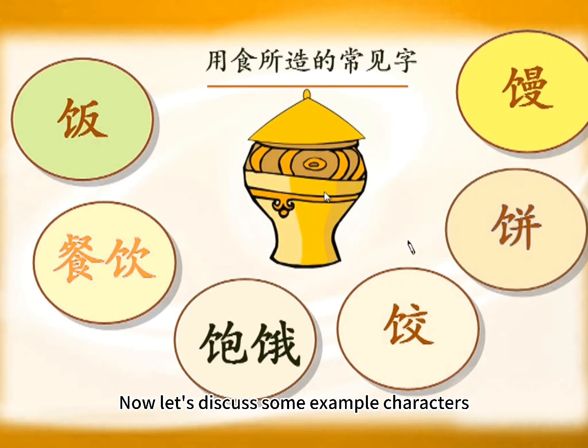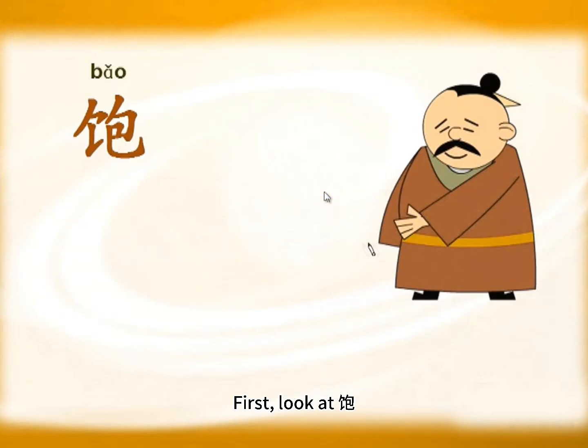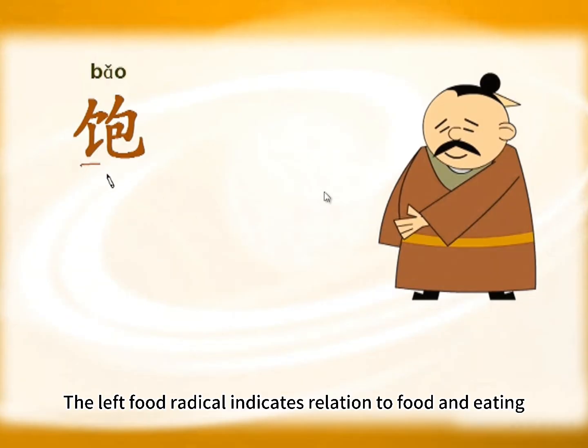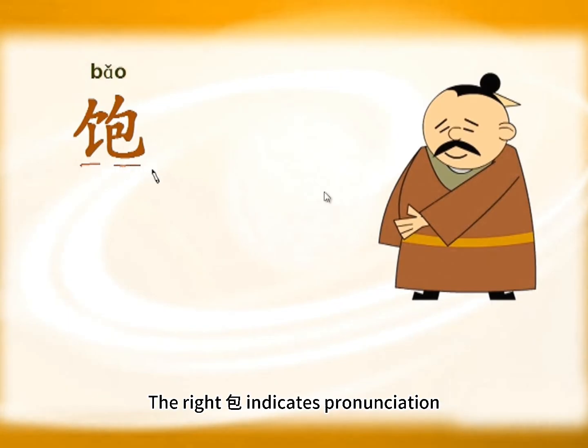Now let's discuss some example characters. Let's look together. First, look at 饱. 饱, full. The left food radical indicates relation to food and eating. The right part indicates pronunciation, and also carries some meaning.